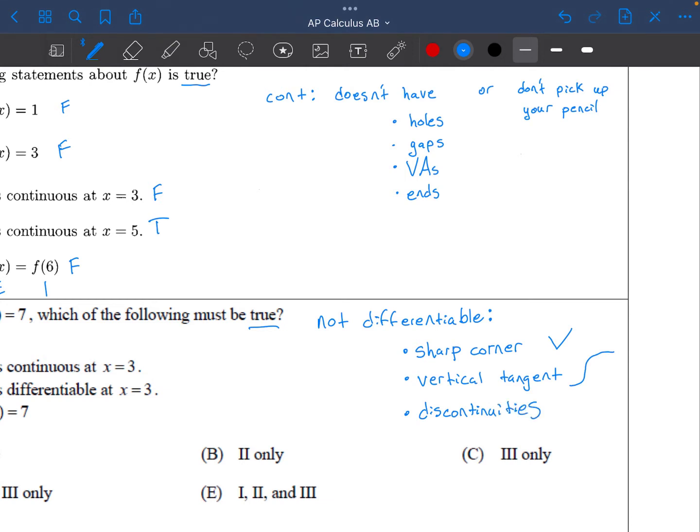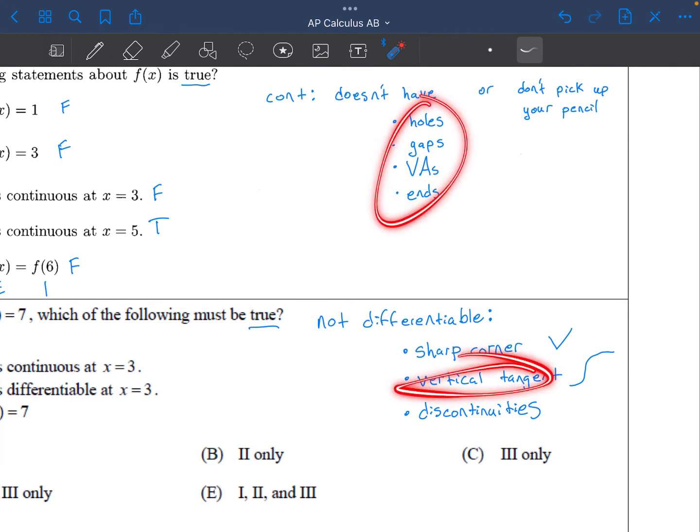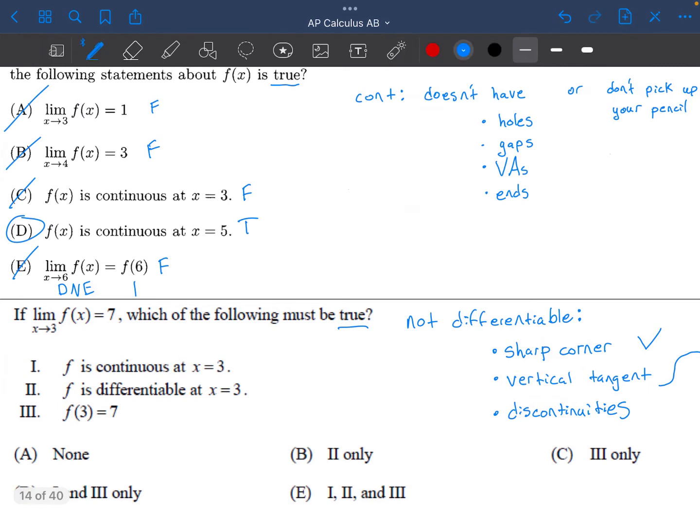Discontinuities. And what are discontinuities? It's everything that I just lifted up here. So it's really these 4 plus these 2 make up things that are not differentiable. So it's a lot of things. It takes a lot to be differentiable. And then finally, the way that I'm interpreting this is the height at 3 is equal to 7.